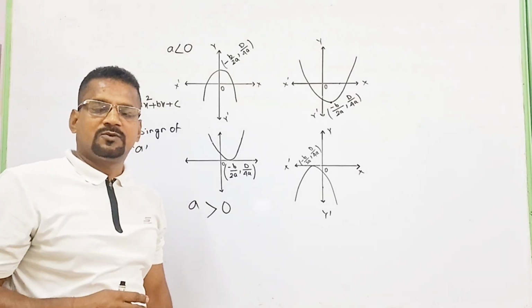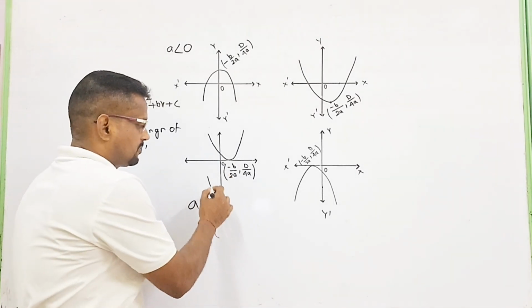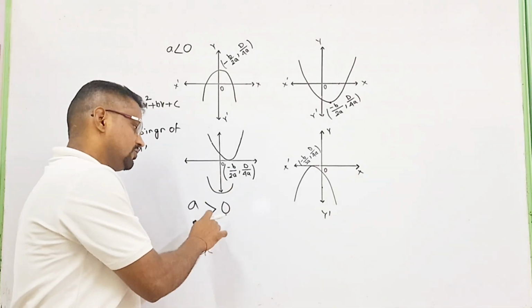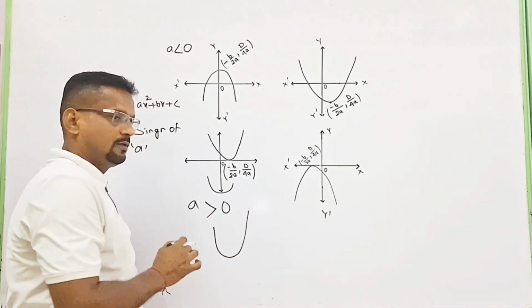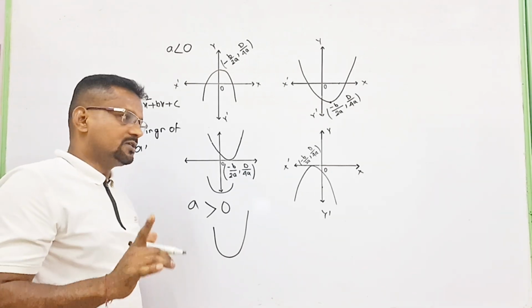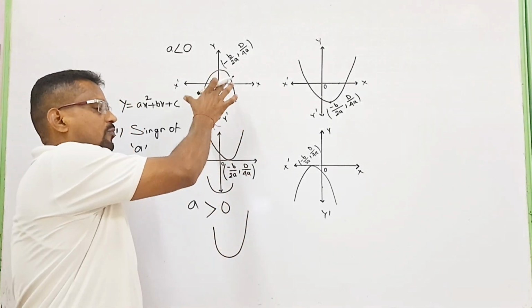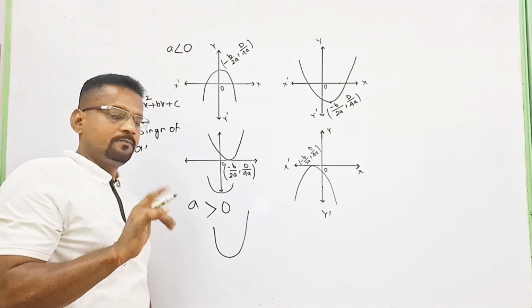The question may arise in your mind that if the graph starts from here, then what? Then also A is positive. If the graph starts from here, then also A is always greater than 0. You just have to remember opening upward or downward in order to identify the sign of A.